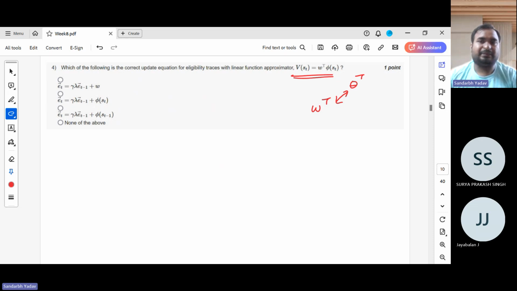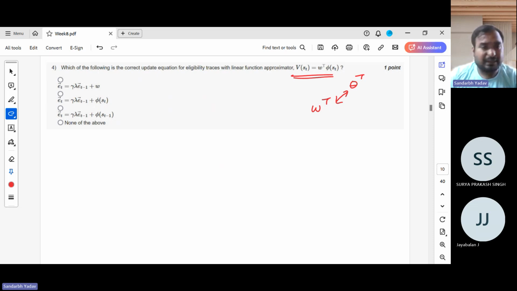We were using theta as parameters; just the notation is slightly different. So these issues you need to handle. Sometimes W will be used. W stands for weights. Since we are using a linear function approximator, like linear regression, this will be the weight of all the features, and we are doing a dot product between these two vectors. So the question is, which is the correct update equation for eligibility traces?